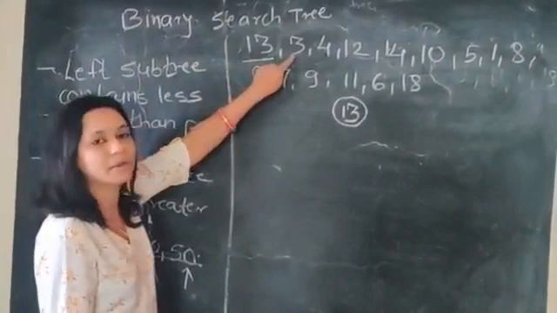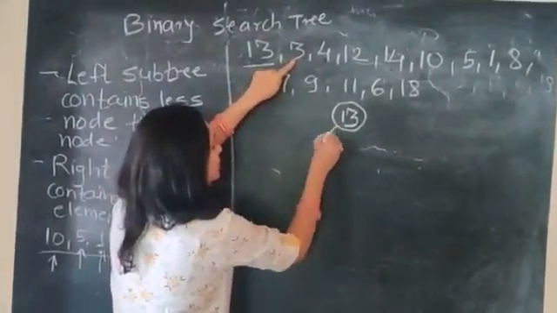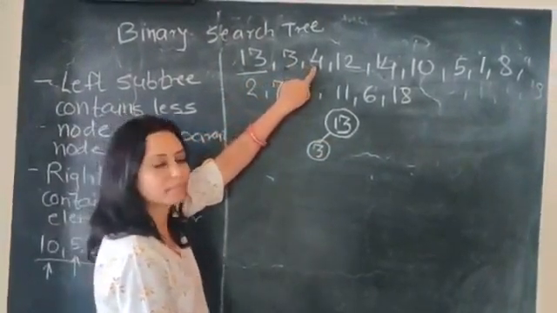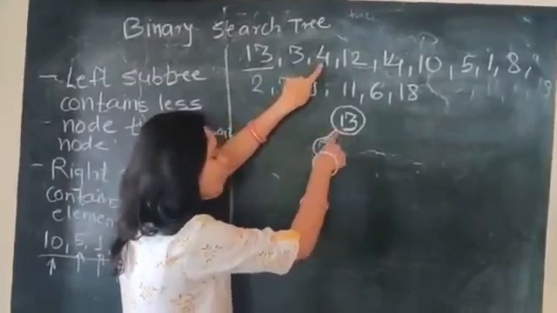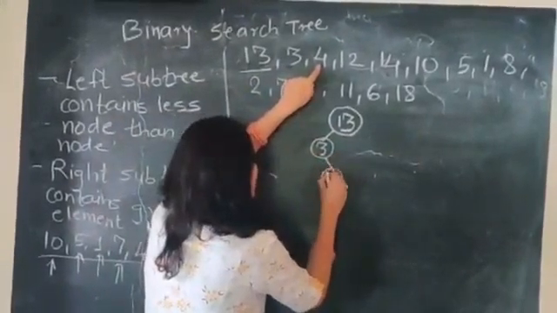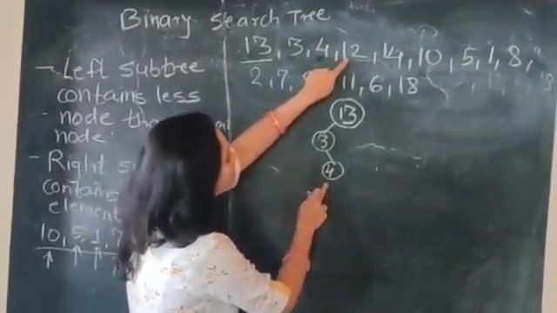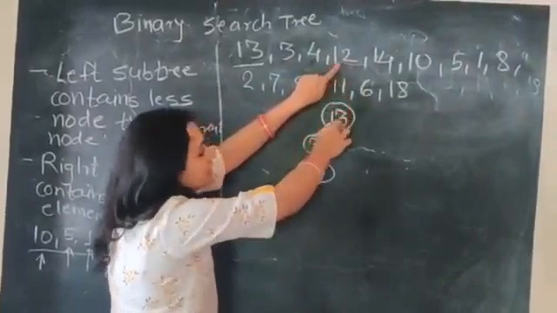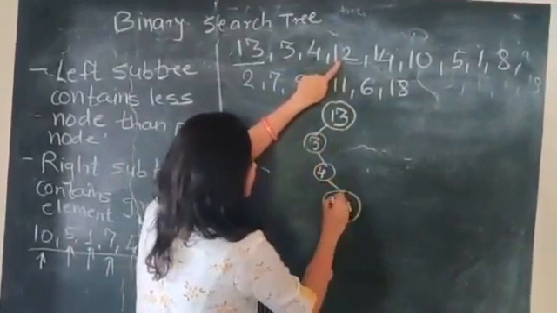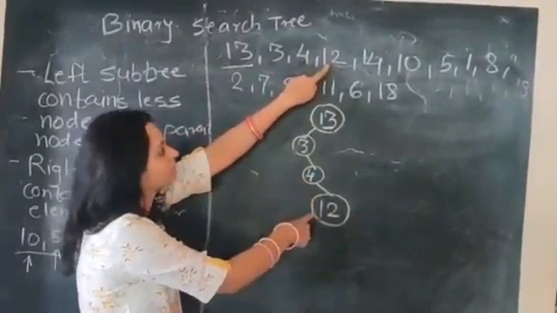Now the next element is 3. 3 is less than 13, so it will be at the left hand side of 13. Next is 4. 4 is less than 13 but greater than 3, so it will be at the right hand side of this particular node. Now next is 12. 12 is less than 13 and greater than 4. So you will keep 12 over here at the right hand side of 4.